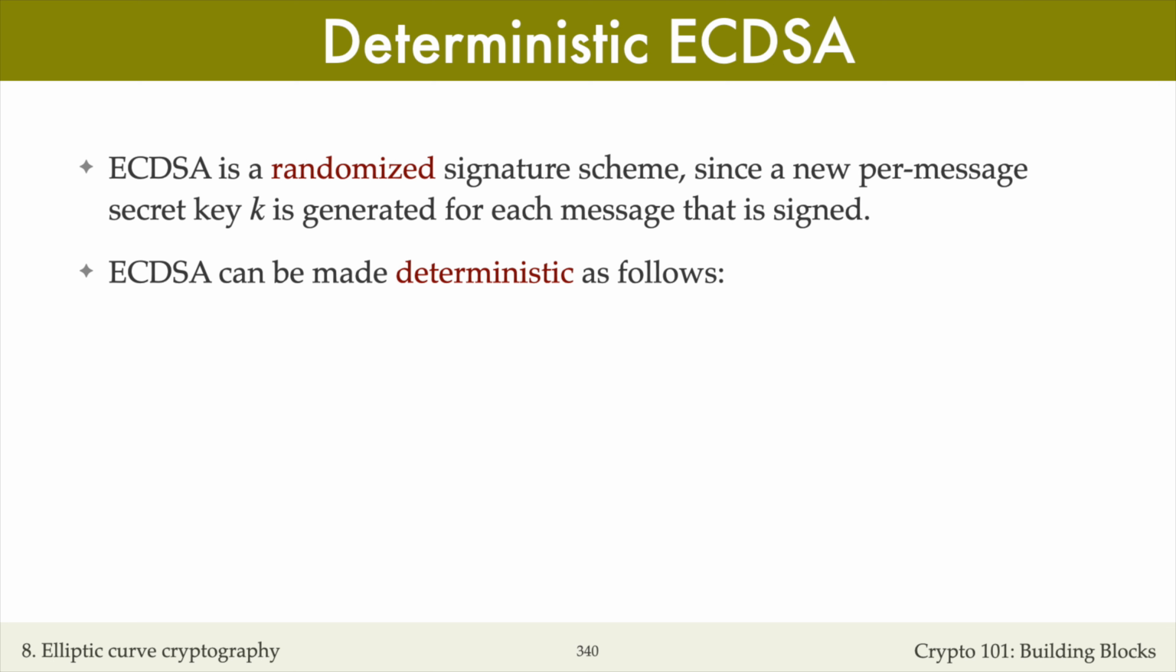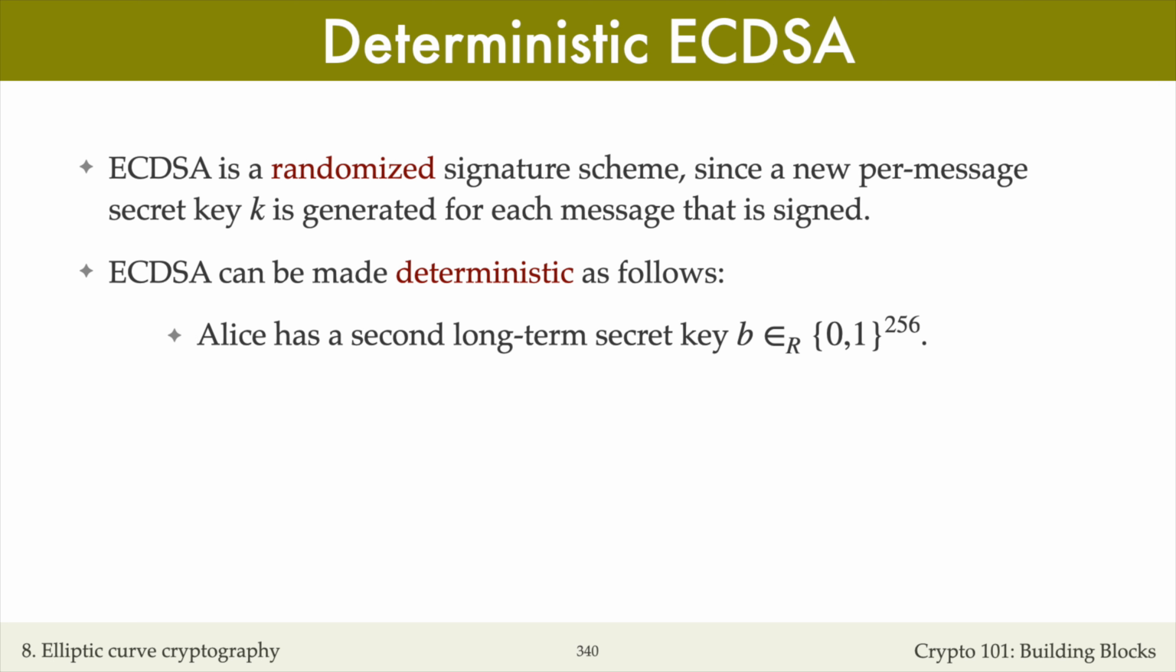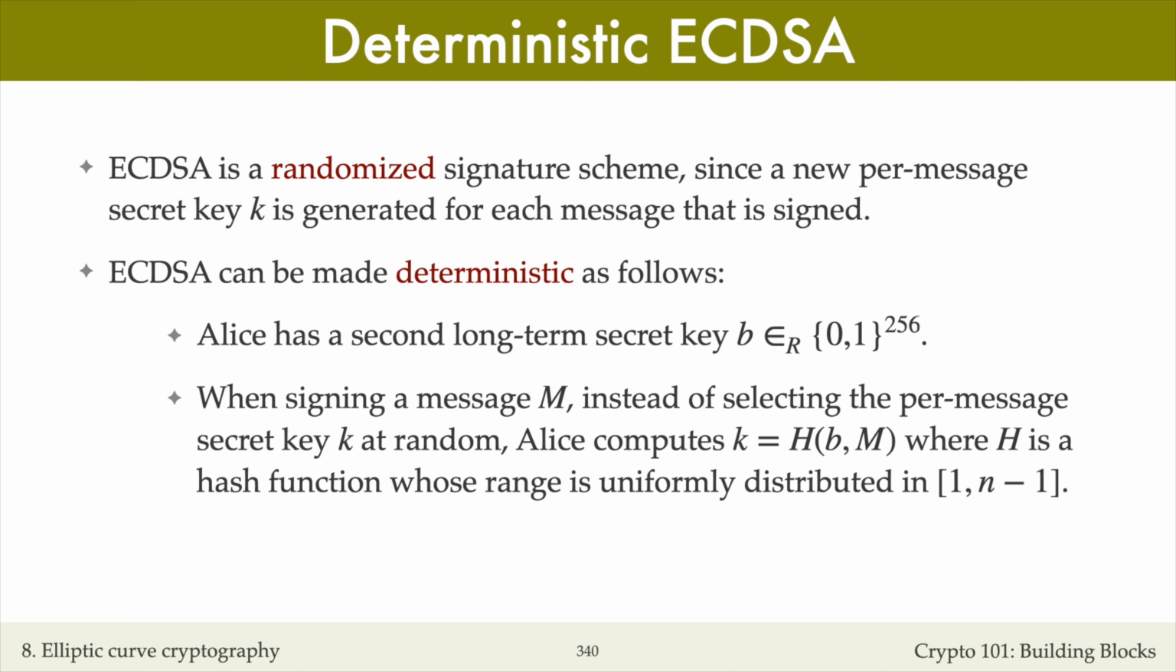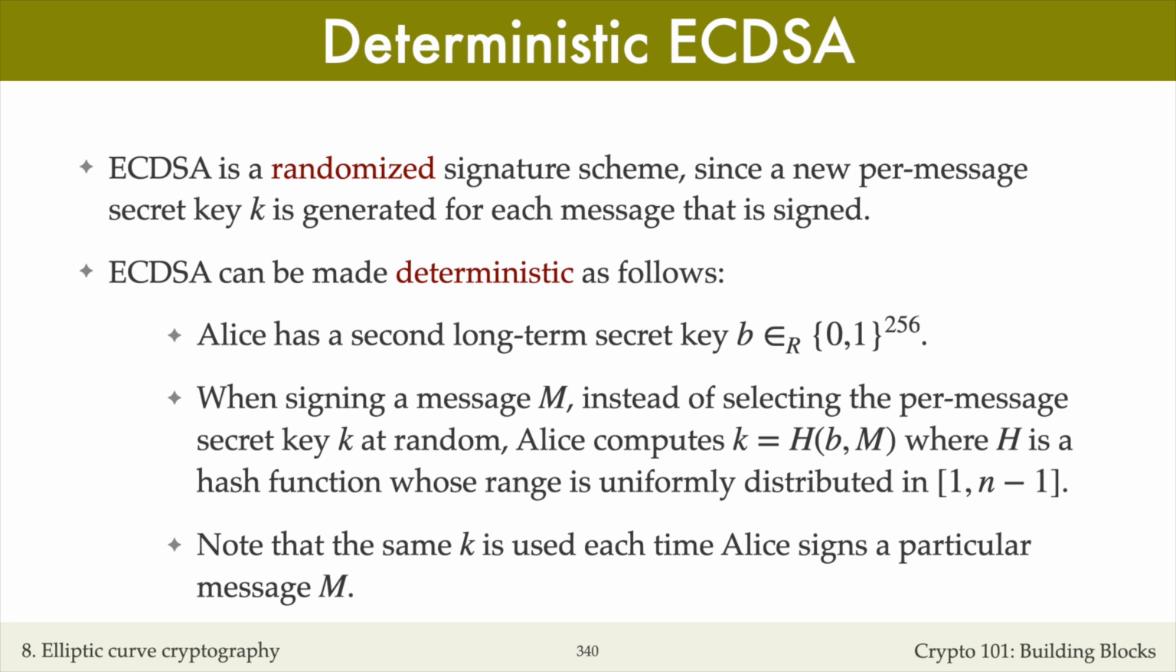ECDSA can be made deterministic as follows. Alice has a second long-term secret key B, which is a randomly selected bit string of length, say 256 bits. To sign a message M, Alice hashes the concatenation of B and M to get the per message secret key K. Notice that Alice's signature on the particular message M is now unique, since the same K will be used each time she signs the message M.